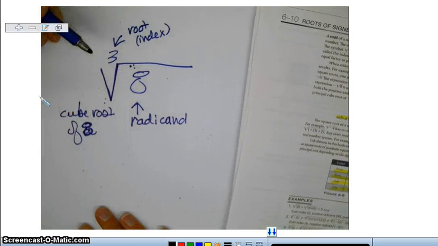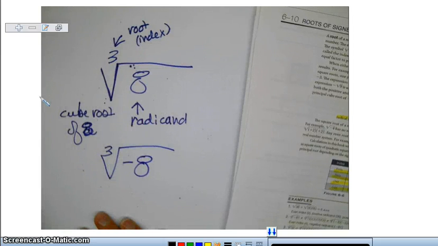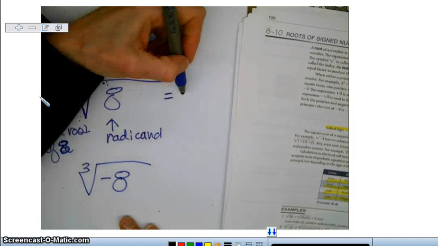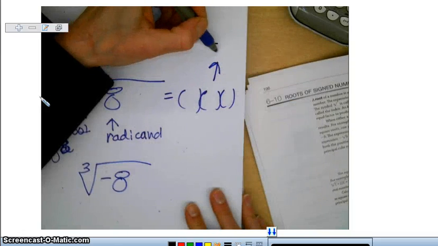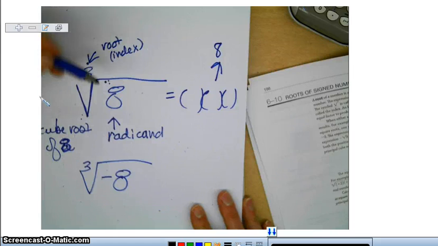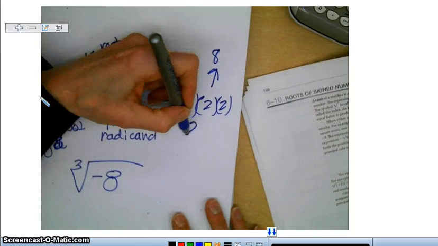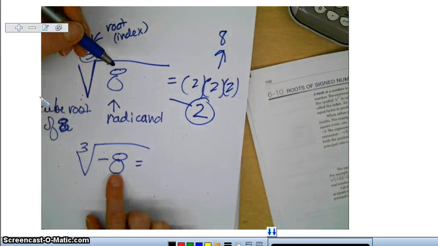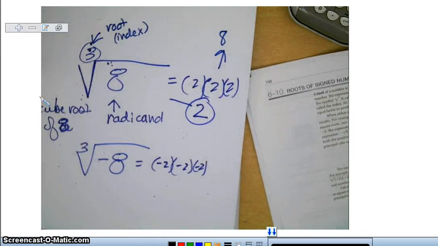You could take the cube root of negative 8, and that would be fine. Now what this is asking is, what number times itself 3 times is equal to 8? Well, that's 2 times 2 times 2, so the root is 2. The answer is 2. This one, same thing. What number times itself 3 times is negative 8? Well, that's negative 2 times negative 2 times negative 2.